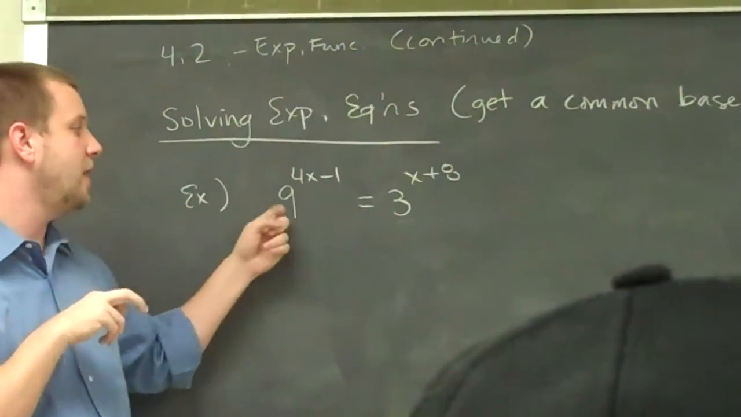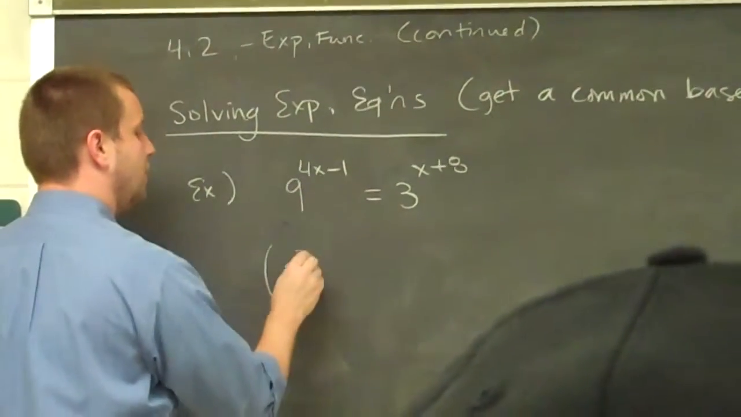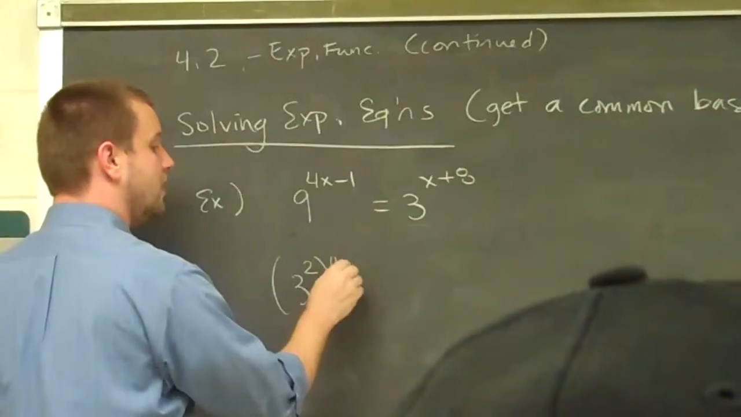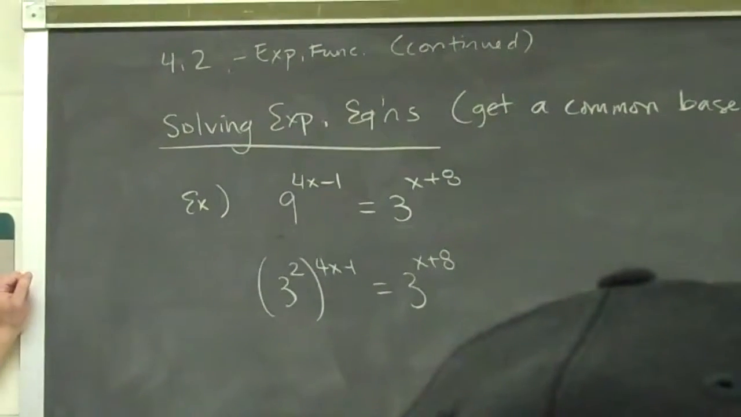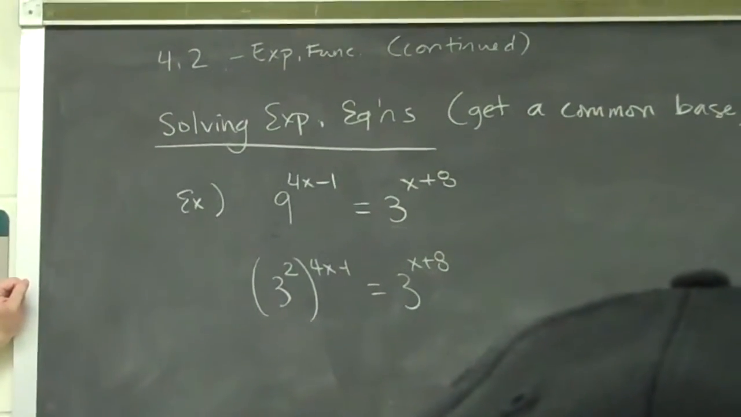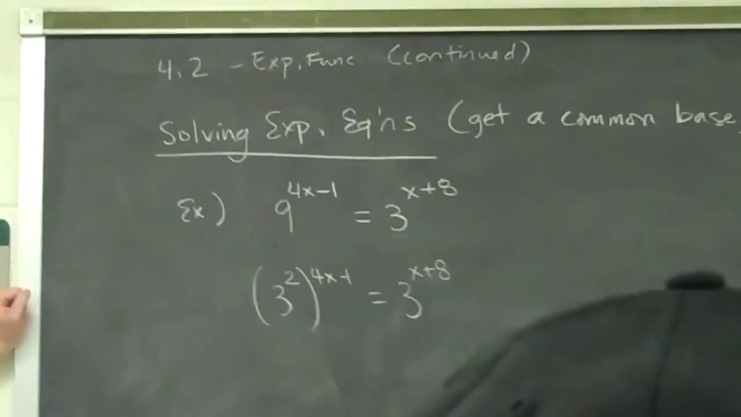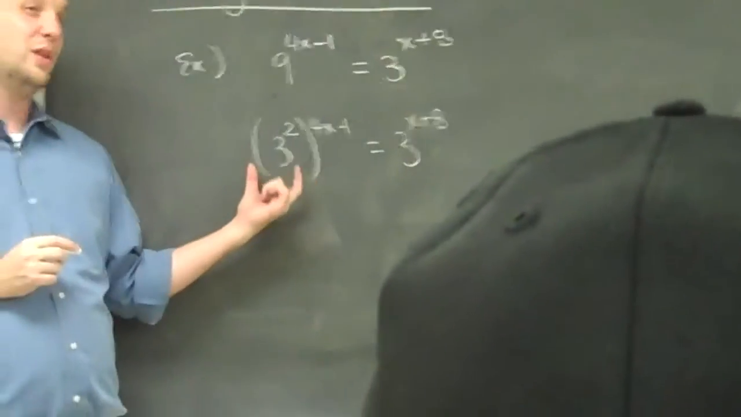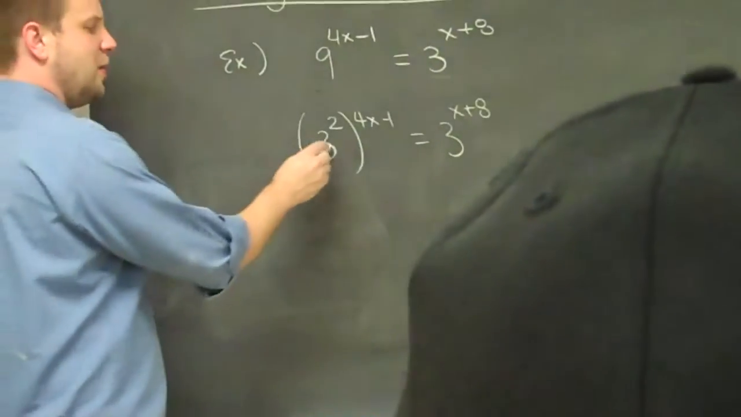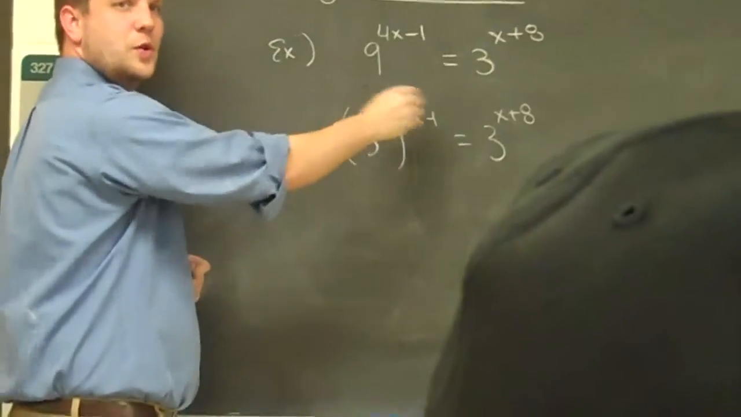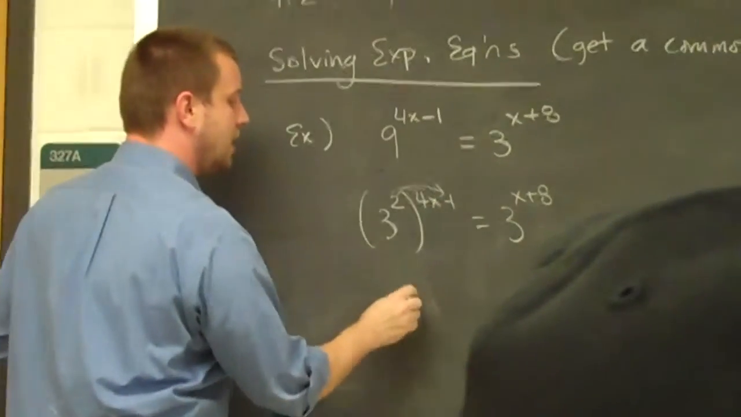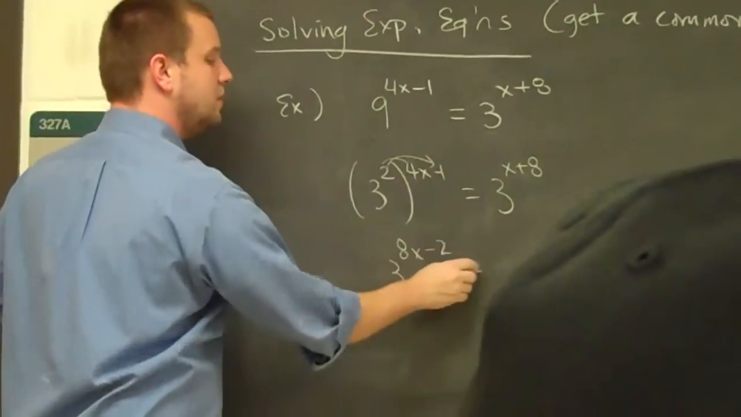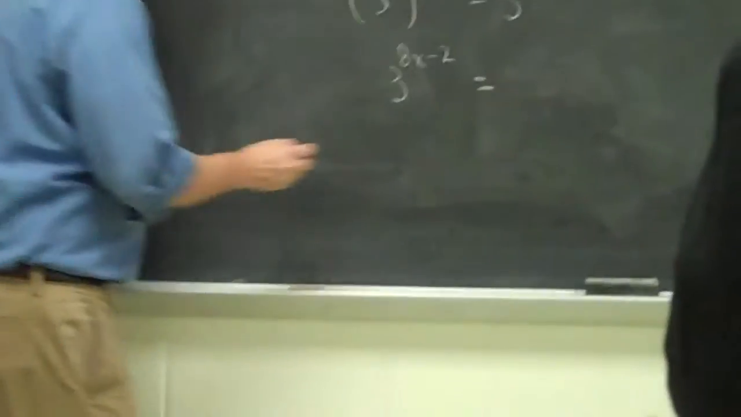So I'm going to rewrite this side as 3 squared raised to the 4x minus 1 equals 3 to the x plus 8. What if you didn't know that? Then you're screwed. It's the problem with this method. Because I was able to rewrite 9 as 3 squared, I have exponent rules that say if I have something with an exponent raised to an exponent, I can multiply those exponents together, right? So if I multiply this 2 times that exponent, I'm getting 3 to the 8x minus 2. And that still equals 3 to the x plus 8.